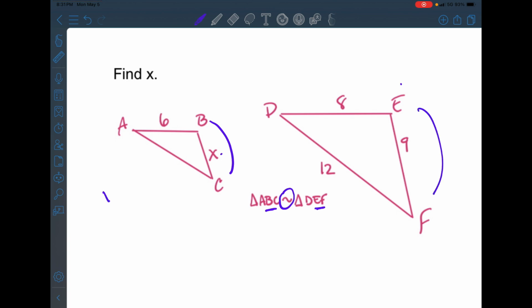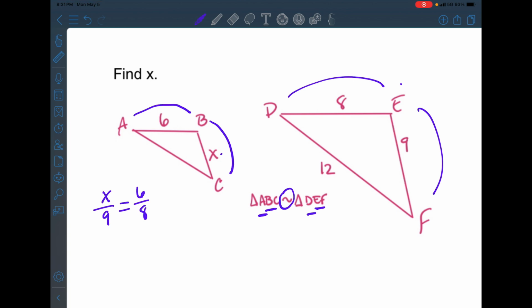So I'm going to go X over 9. And the only side left on this one that we know is 6, which is AB. That's the first 2 letters. So the first 2 letters on this one is DE. So we go 6 over 8. Don't flip these around unless you do both of them. We could have done 9 over X and 8 over 6. But you can't do X over 9 and 8 over 6. It has to be both the same way.